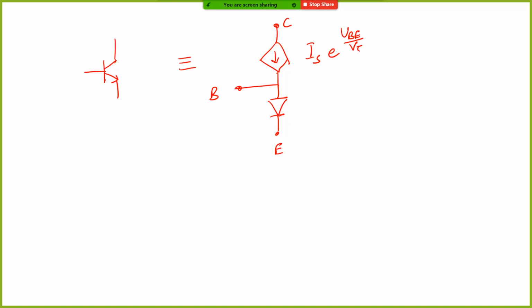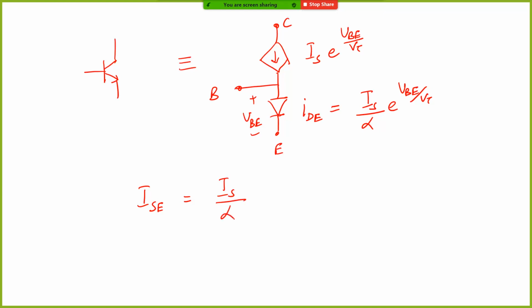I mean, what we have already looked at. And what can we write as the diode current? This is going to be your VBE. Okay. Now, what is going to be your emitter diode current? We can write it as IS divided by alpha times e to the power of VBE by VT. In other words, the ISE that we defined in the previous slide can be written as the IS that we use in the collector equation divided by alpha. Okay, is this clear? This is a large signal model of a BJT.